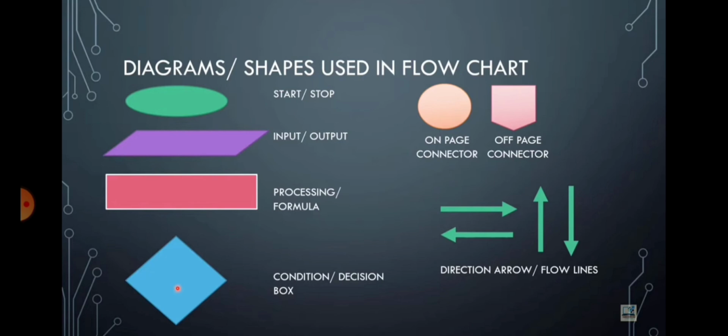Last but not the least is on-page connector and off-page connector. The connector, which is in a circle shape, is used when your flow chart is not adjustable on one page. Means you have to write some of the part of it on another page. At that time, you use these symbols. If it is on page, then you use on-page connector. Well, if it is off-page, then you use off-page connector.